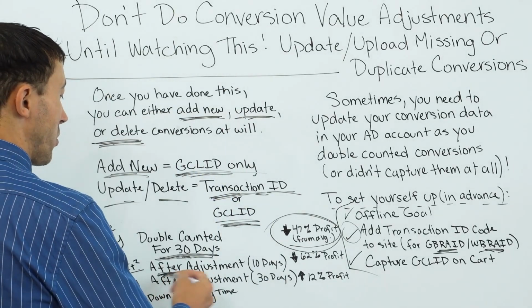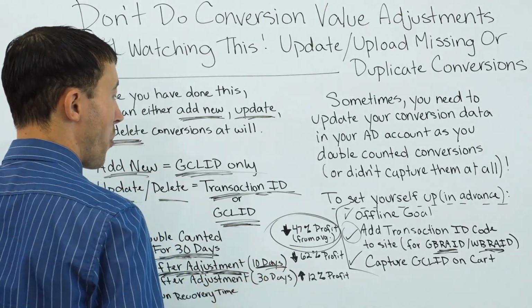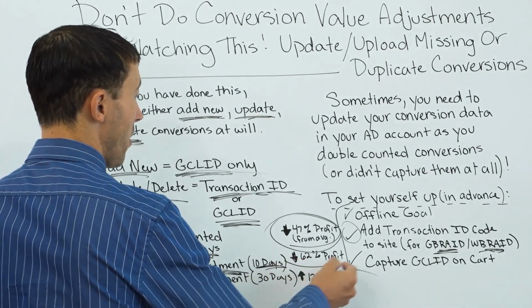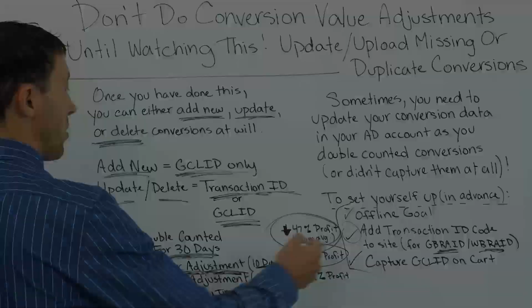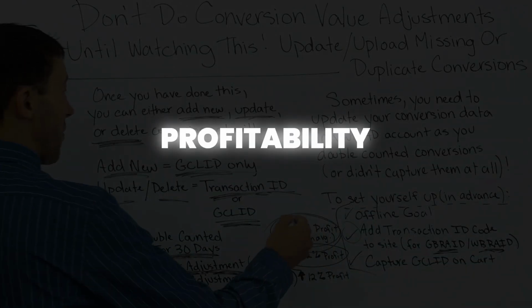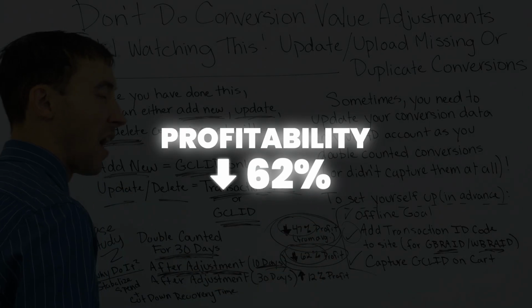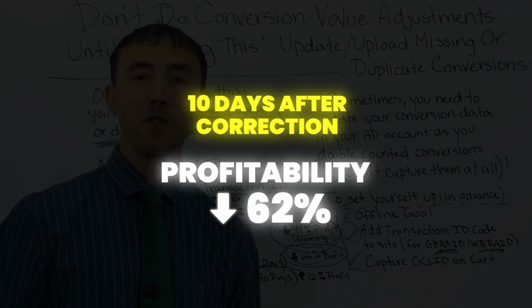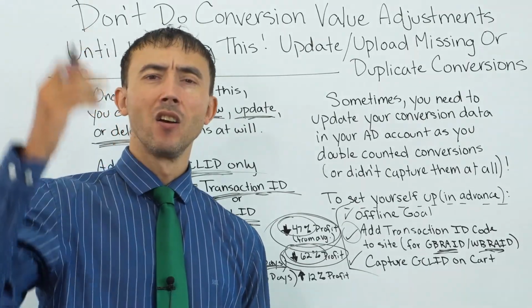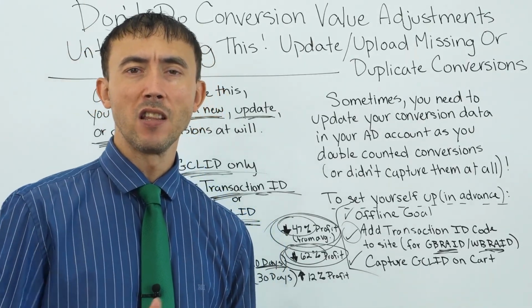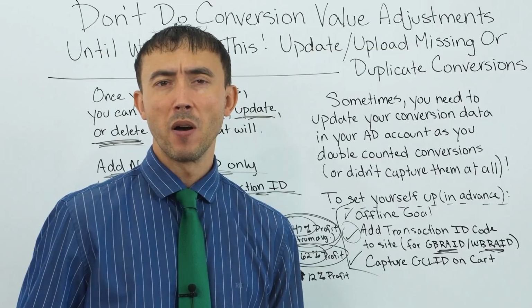Anyway, what we did is we subtracted out the unnecessary conversions. 10 days in, our profit was down more than the average we had before any of this happened than it was when we started. So we started with the 47% reduction in profitability. That went down 62% after the 10 days after the correction. So you may scratch your head and say, why the hell would that happen? Corey, you're saying this is good and it actually makes the account worse. What are you talking about here?